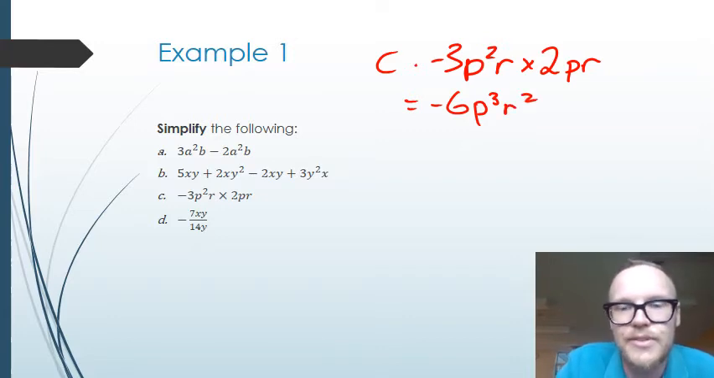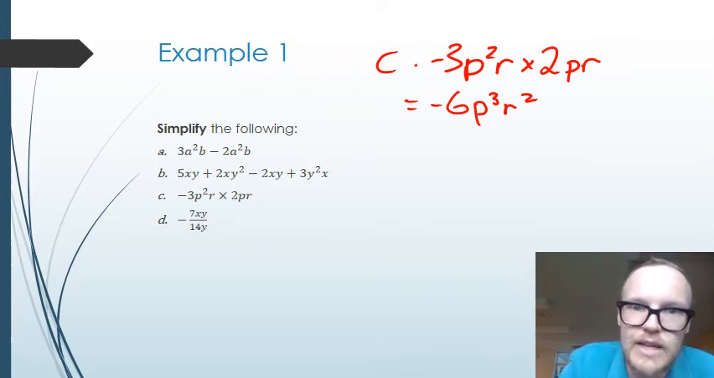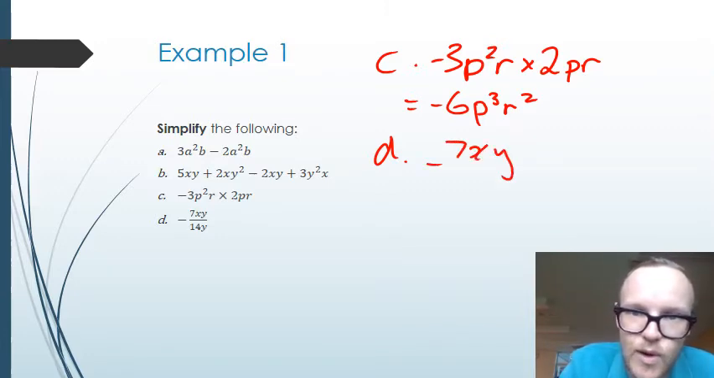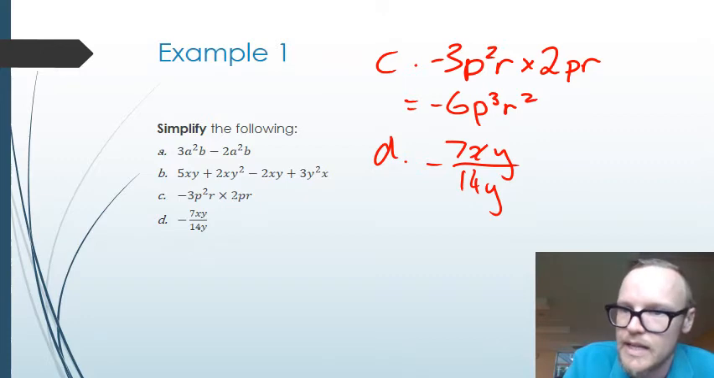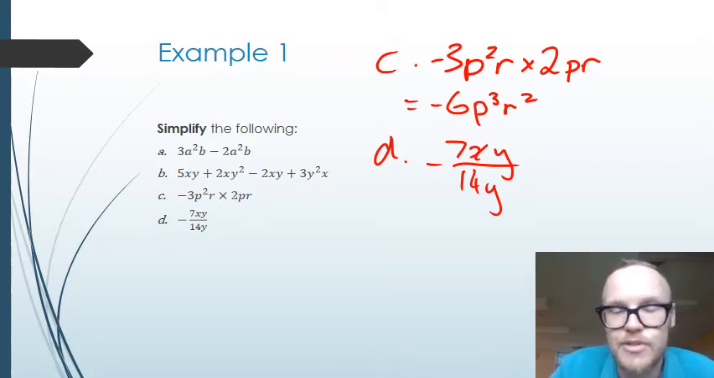So that's what we're left with, negative 6p cubed r squared, for our answer to question C there. For D, what we can look at, we've got negative 7xy divided by 14y, and we can look at cancelling, which means we're essentially dividing same numbers by themselves to make it simpler.